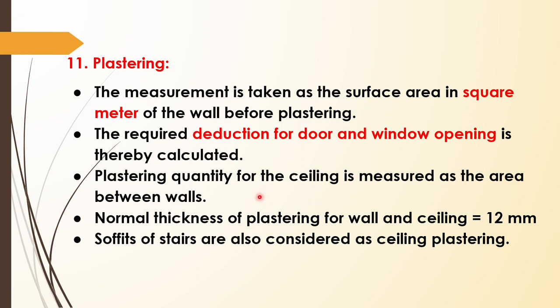Okay, plastering quantity of ceiling is measured as the area between walls. If we have a room and we have to calculate the plastering of the ceiling, ceiling means the top portion of the wall, we will provide the total area. That is the thing. Now normally the thickness of plastering is given as 12 mm.